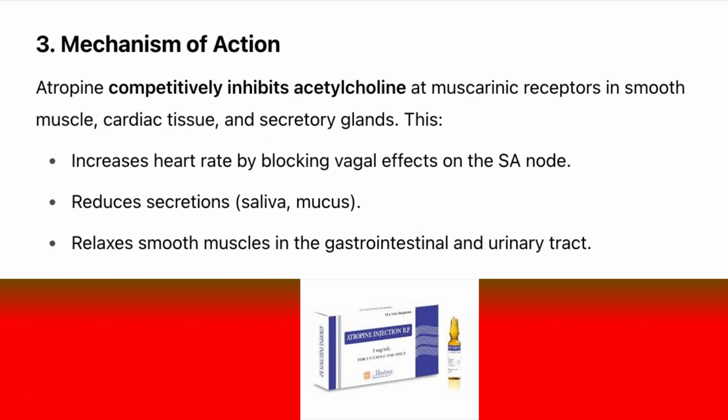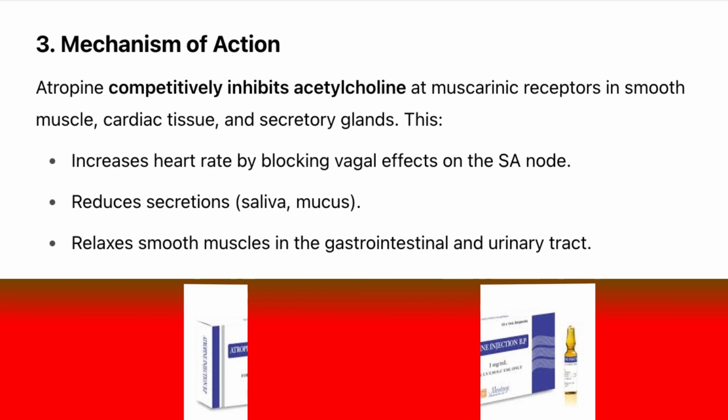3. Mechanism of action. Atropine competitively inhibits acetylcholine at muscarinic receptors in smooth muscle, cardiac tissue, and secretory glands. This increases heart rate by blocking vagal effects on the SA node, reduces secretions, saliva, mucus, and relaxes smooth muscles in the gastrointestinal and urinary tract.